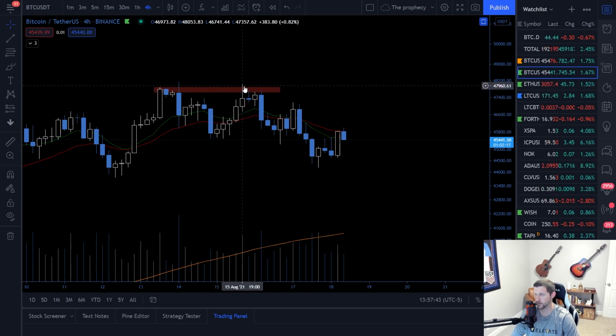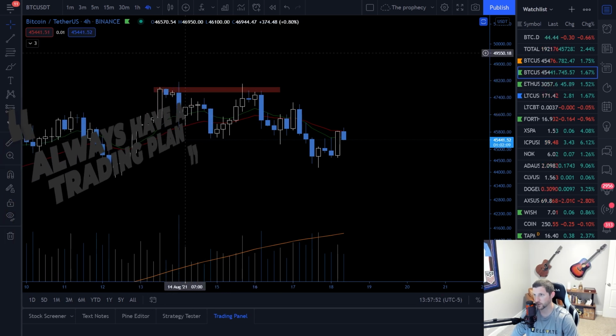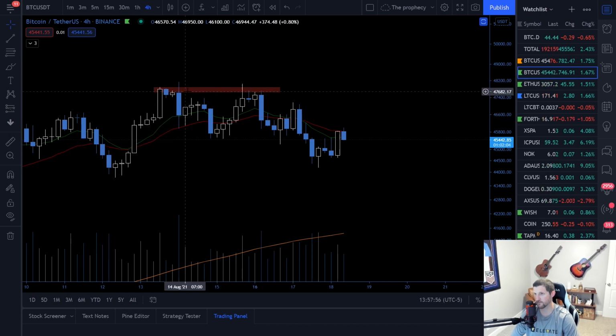I would literally just wait for a rejection here, or get in if I see a low time frame rejection, and I'm going to put my stop loss somewhere up here because we don't want to see price go above there. We definitely don't want to see it close above there. So a close above this level would have been an invalidation for me, and I wouldn't be able to take that trade.